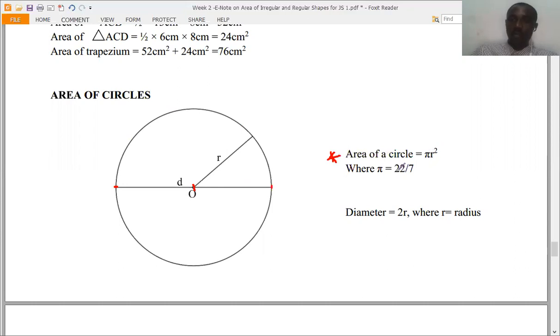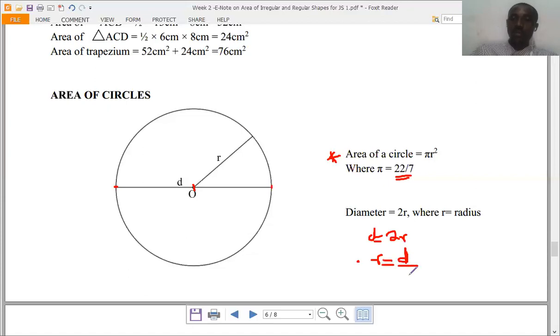where pi is given as 22/7. Pi is not equal to, remember I said in the previous class, pi is not 22/7, but it's approximately equal to 22/7. And the diameter of the circle is 2r, where r is radius. So if diameter is 2r, the radius is what? Diameter over 2. Good. So therefore, the radius is going to be equal to d over 2, diameter over 2. Is that taking place?